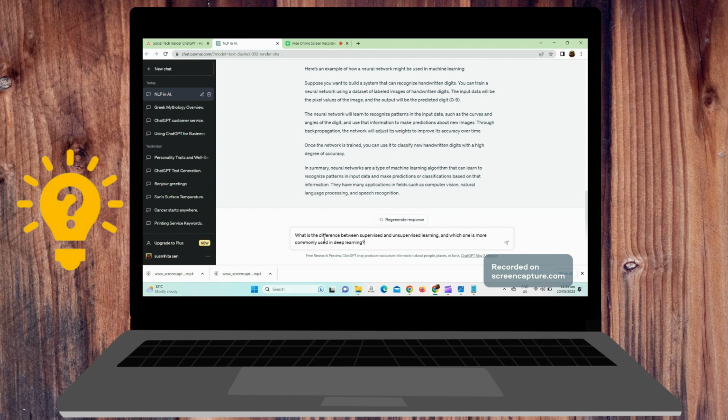How does reinforcement learning work, and what are some real-world applications of this technique in AI?